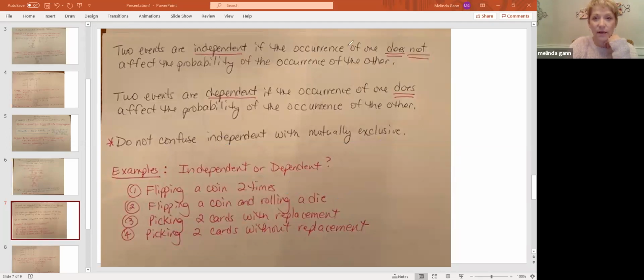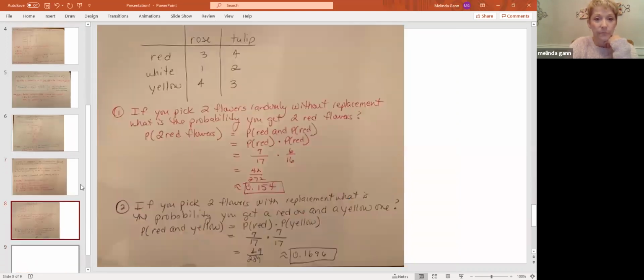All right, let's look at another example to make sure that we're still okay on the "and" stuff, because like I said, sometimes your author likes a table. If you pick two flowers without replacement, what's the probability that you get two red flowers? Now, sometimes they'll phrase it like this. Sometimes they'll say, what's the probability that they're both red?